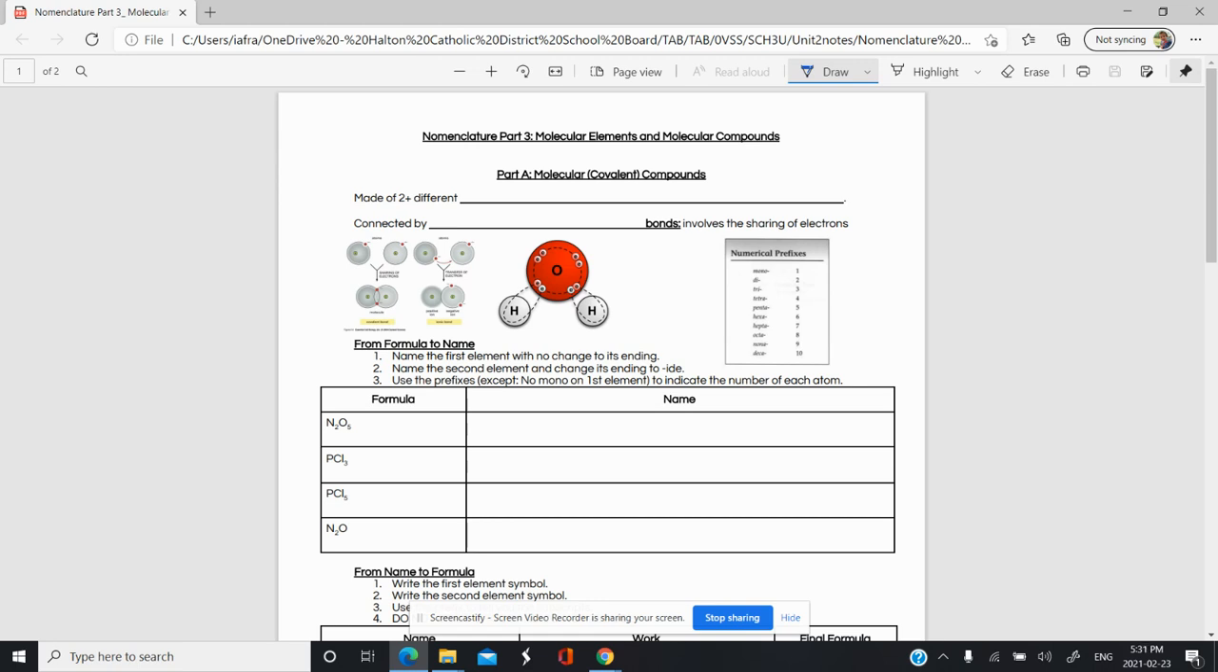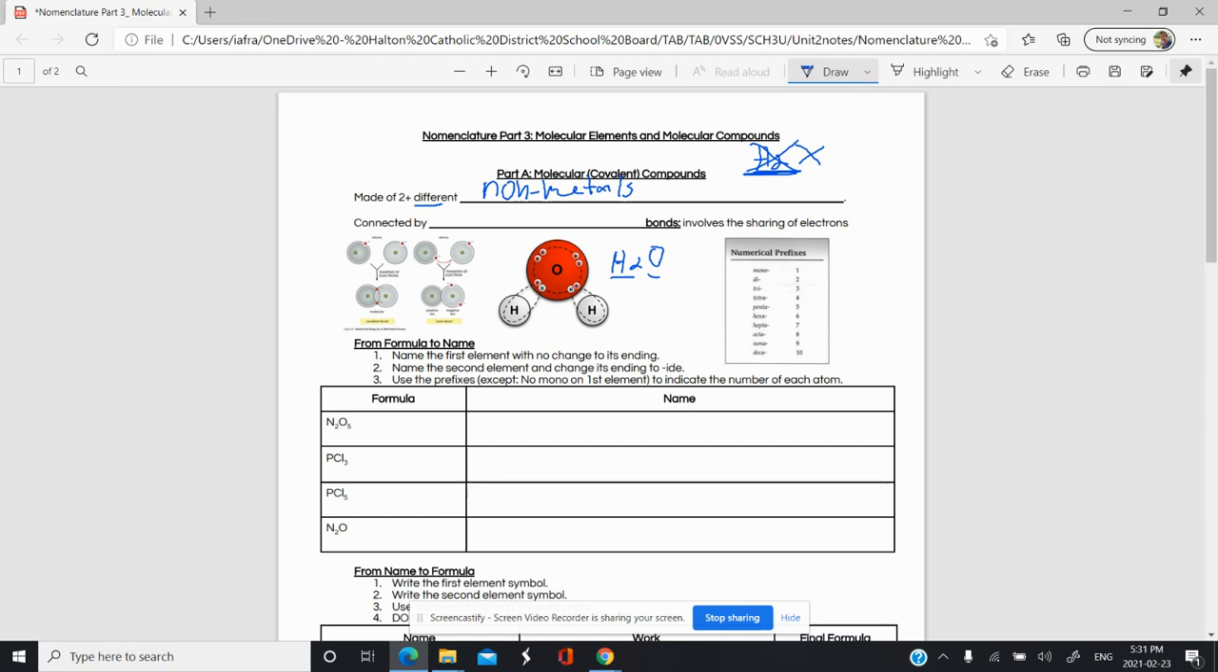And so a molecular compound is a compound that's made up of two or more different non-metals. And they need to be different. So for example, H2O is a molecular compound because it's two different nonmetals. There's H and there's O. Whereas something like H2 is not a molecular compound. It's something else called a molecular element because it's two of the same nonmetals. So we're dealing right now with molecular compounds.